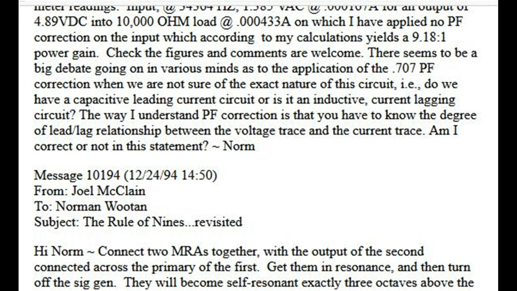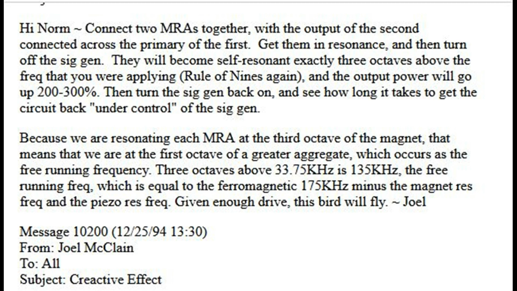Hi Norm. Connect two MRAs together, with the output of the second connected across the primary of the first. Get them in resonance, and then turn off the signature generator. They will become self-resonant exactly 3 octaves above the frequency that you were applying, rule of nines again, and the output power will go up 200 to 300%. Then turn the signature gen back on, and see how long it takes to get the circuit back under control of the signature generator.